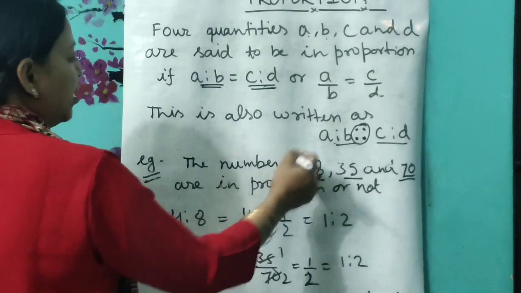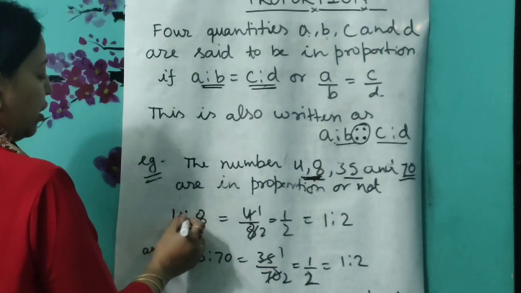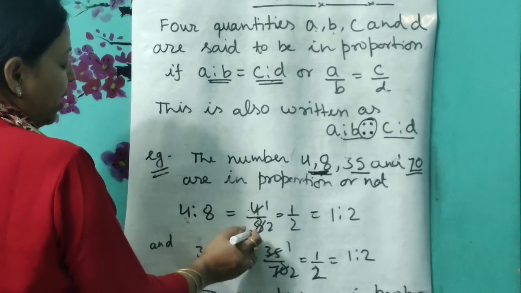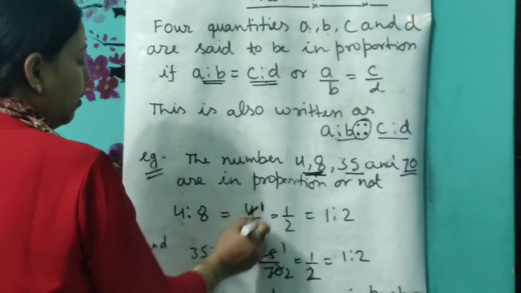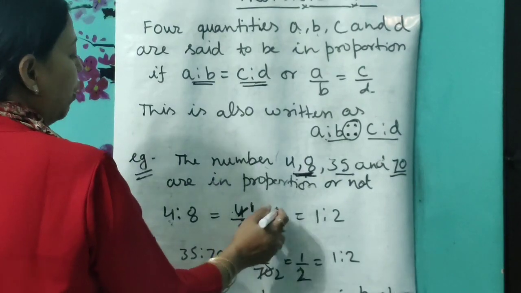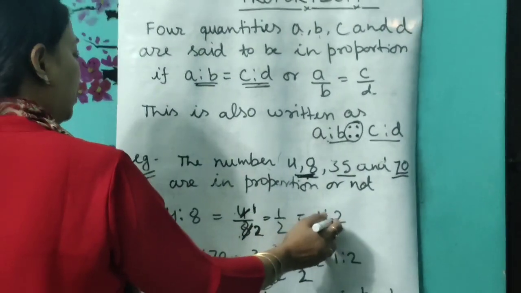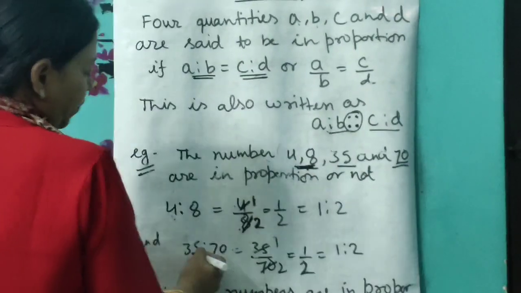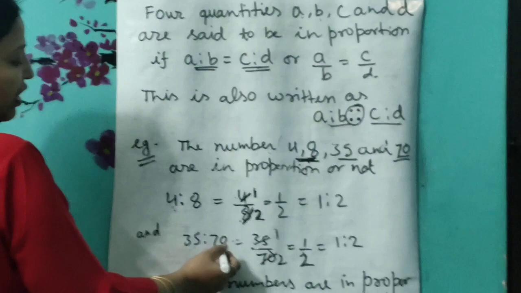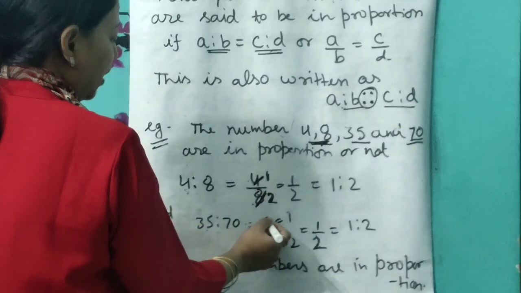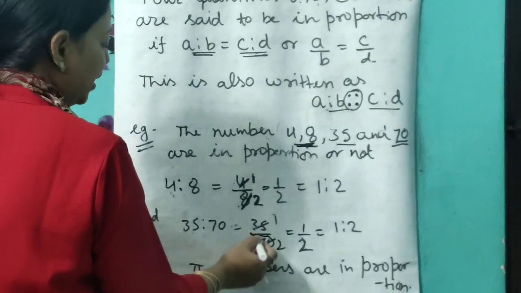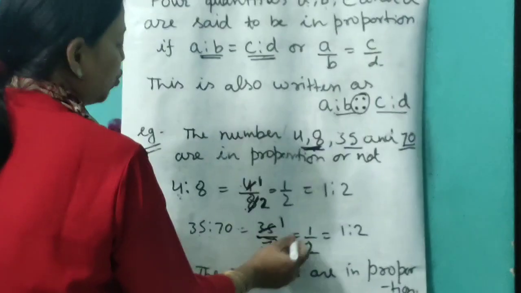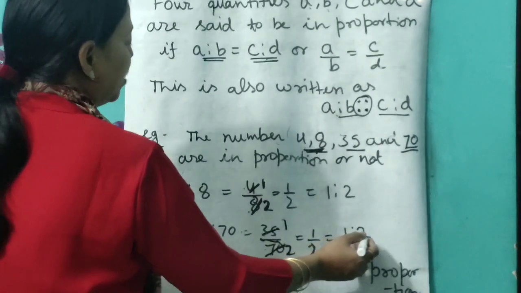So first take these two numbers, 4 is to 8. 4 is to 8 means 4 by 8. You can write 4 by 8 in simple form: 4 ones are 4, 4 twos are 8. You can write it as 1 by 2, that is 1 is to 2. Now write the second two numbers, 35 is to 70. Write in fraction form, 35 divided by 70: 35 ones are 35, 35 twos are 70. So 1 by 2, that is 1 is to 2.